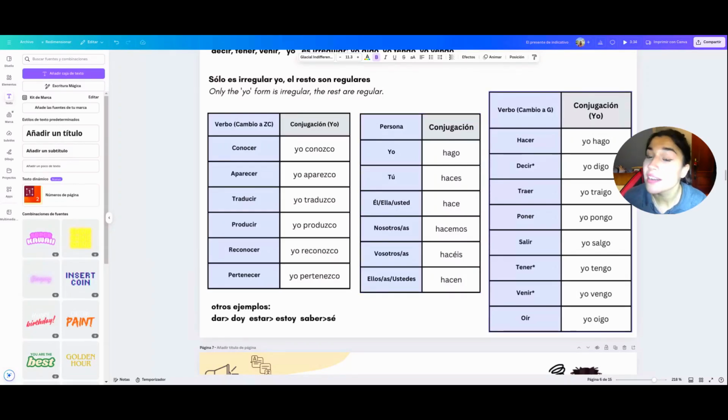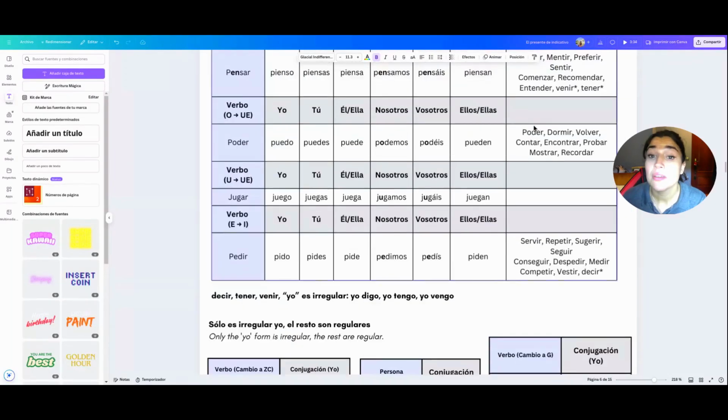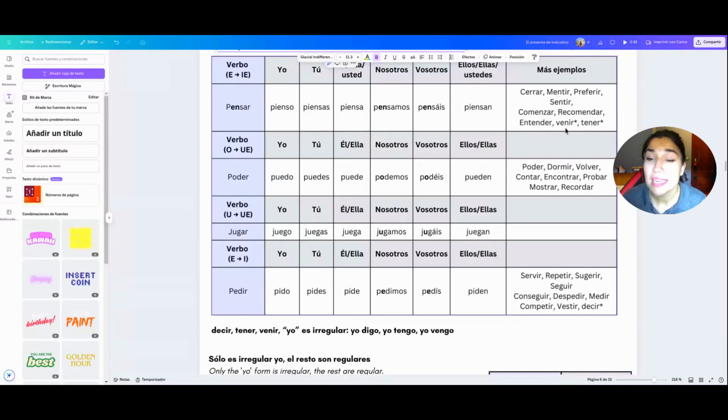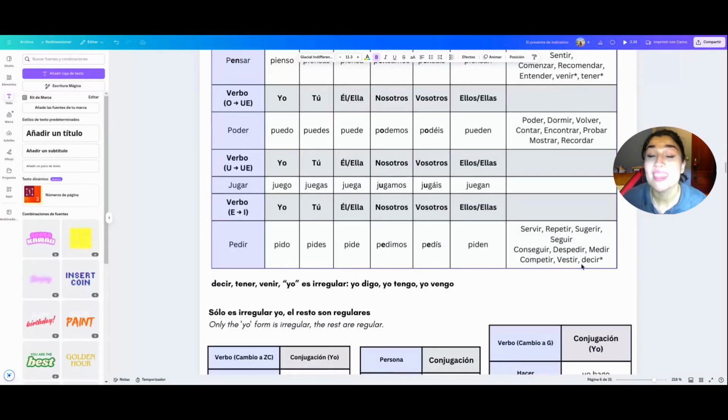But we have here, again, decir, tener, venir. So yo is irregular. It will be yo digo, yo tengo, yo vengo with a G. But the rest are also irregular, okay? And venir and tener, they are like pensar. So it will be vienes, vienen, venimos. And decir will be like pedir. So yo digo, but the rest will be tú dices, él dice, decimos.